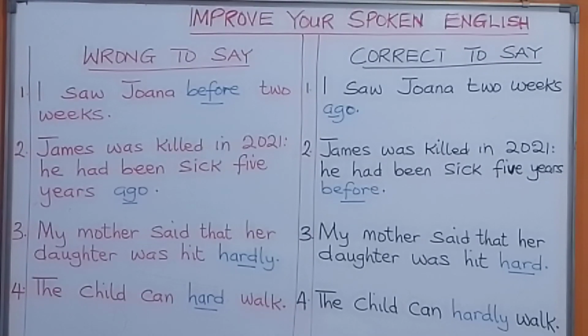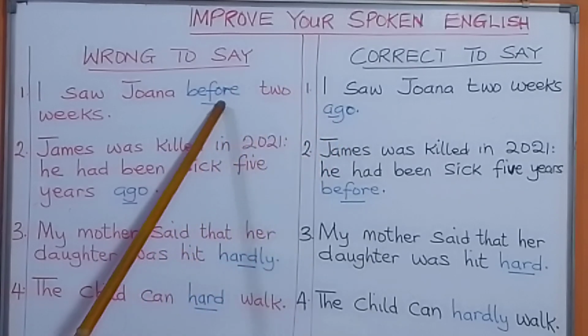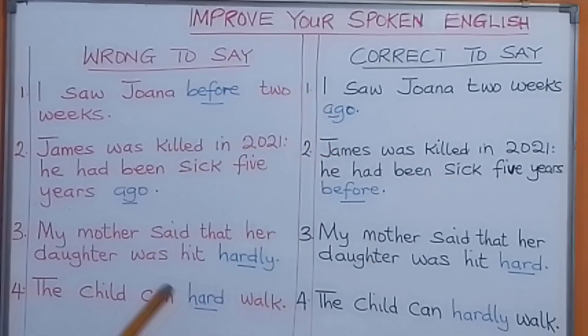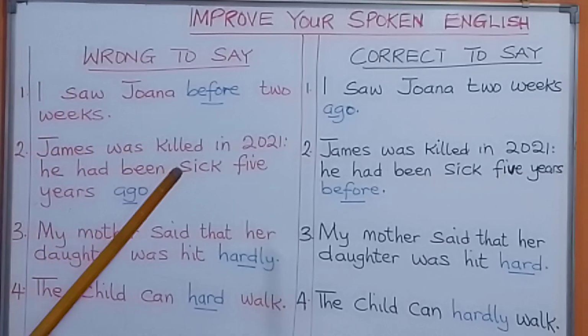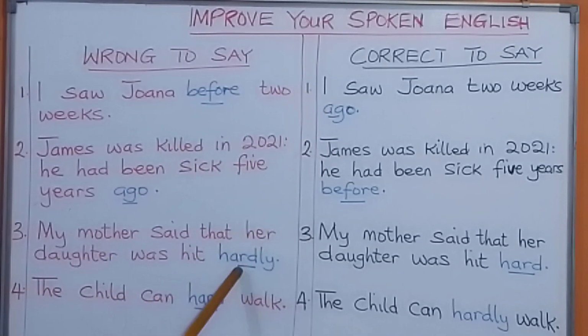Session on improving our spoken English. Improving our spoken English. Now we're going to look at four key words: before and ago. Sometimes people confuse these words in spoken English or in written English. So we're going to look at before, ago, hardly, and hard. Now we look at before and ago.